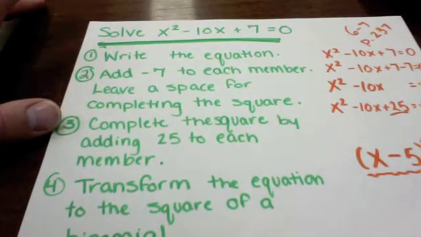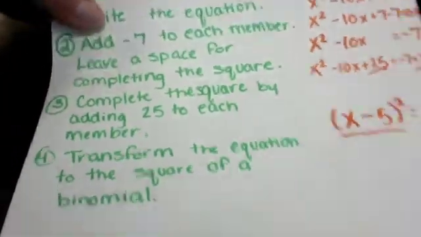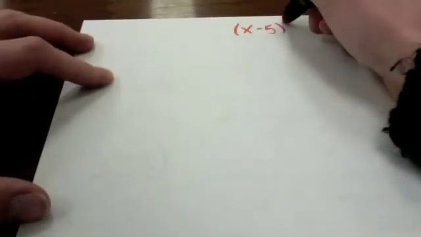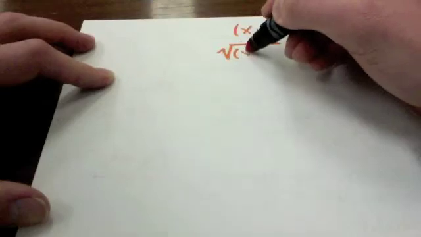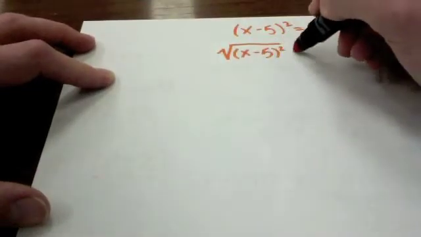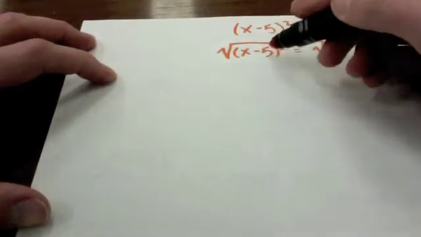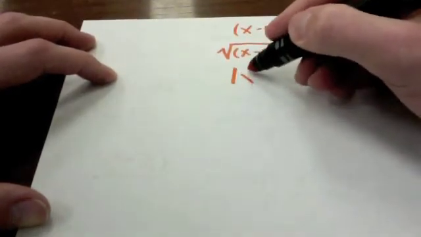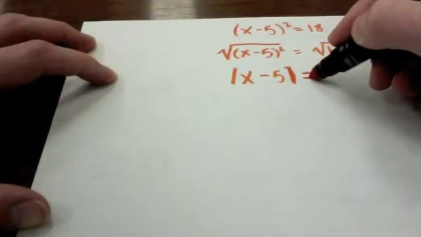It's just like the problems from section 6-4. So let's look at that now. We have x minus 5 squared equals 18. The first thing we're going to do is take the square root of both sides. This is going to leave us with the absolute value of x minus 5, absolute value sign, equals the square root of 18.